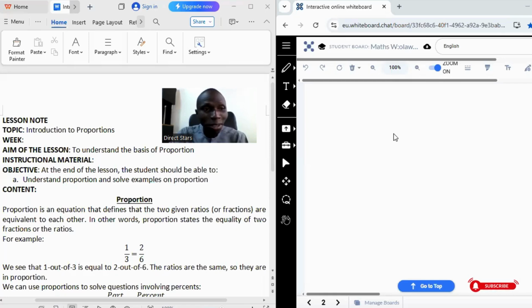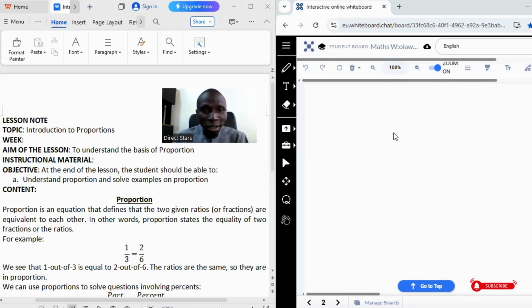In our mathematics class today, we'll be looking at Introduction to Proportions. Last week, we looked at real-life applications of fractions, and today we're looking at Introduction to Proportions. The aim of the lesson is to understand the basis of proportion, and the objective of the lesson is that we'll be able to understand proportion and solve examples on proportion at the end of the lesson.